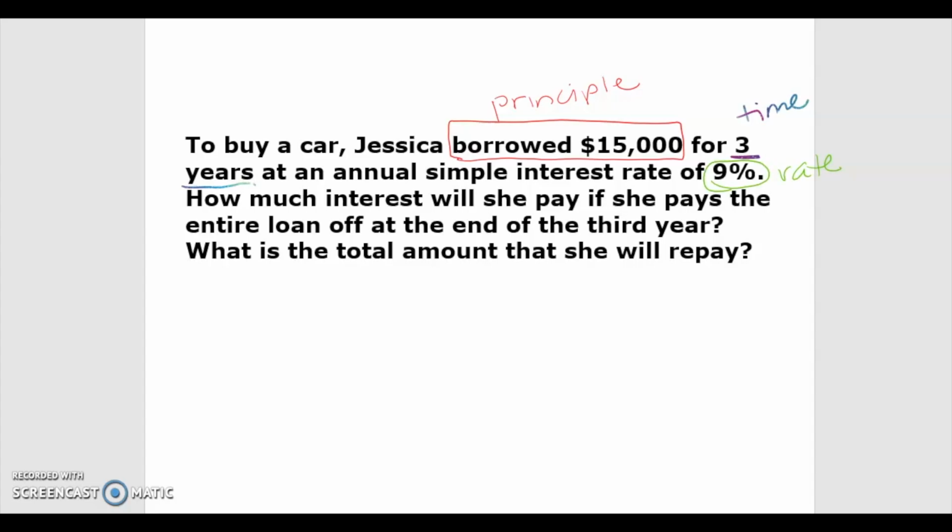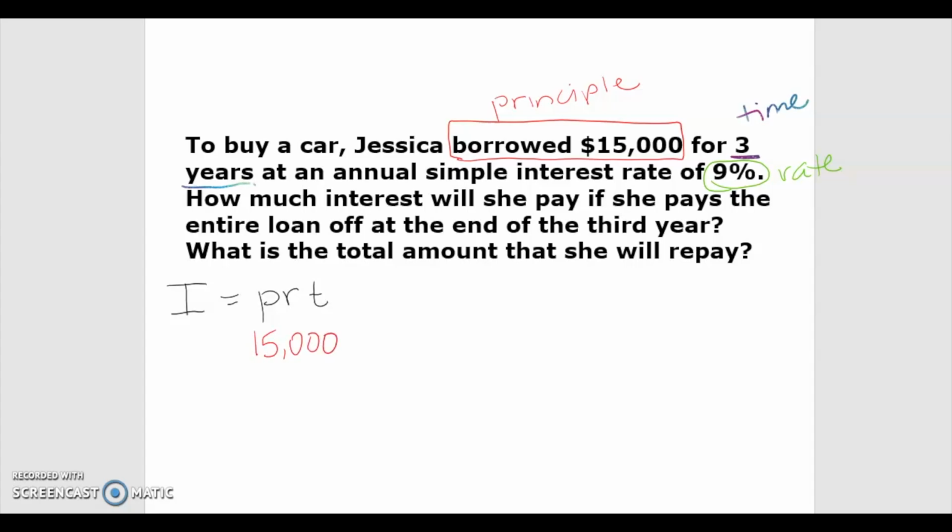So we're answering 2 questions. We want to know how much interest will she pay if she pays off her loan at the end of 3 years, and what is the total that she'll repay. So we're going to have 2 different answers to this. So the first thing we're going to do is we're going to solve for the interest. I equals PRT. Now our principal we said was $15,000.